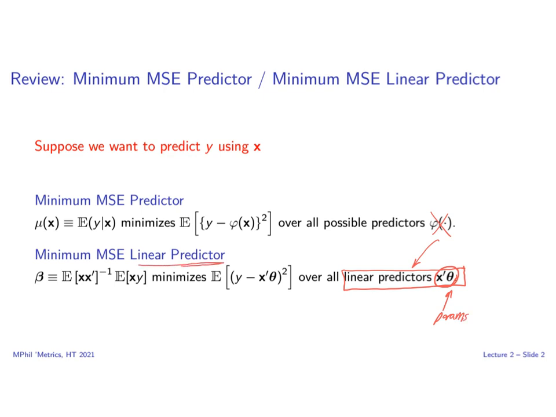If again, we set about to choose the linear predictor that minimizes mean squared error, we obtain what's called the minimum mean squared error linear predictor. And as I hope you recall, this problem is precisely population least squares linear regression.